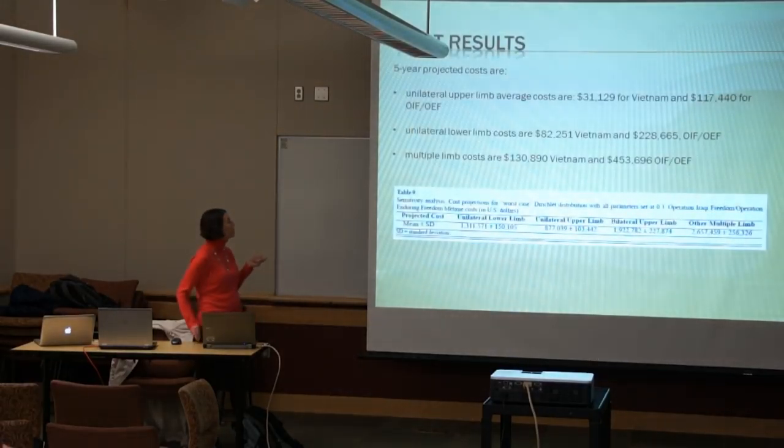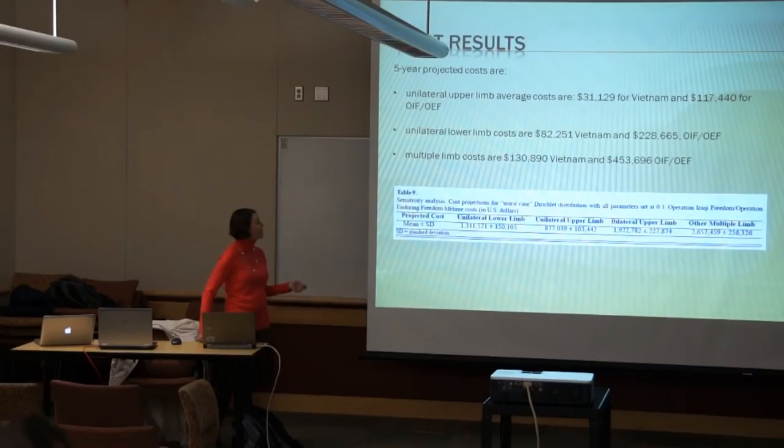So here were their 5-year cost results. For unilateral upper limb, the average cost for a Vietnam vet was $31,129. And boy, a big jump for the Operation Iraqi Freedom and Enduring Freedom cohort, $117,000. For lower limb, that cost went to $82,000, and then for the second cohort, $228,229. And then multiple limb costs were almost half a billion, is that correct? Yeah, no, half a million for the second cohort and $131,000 for the Vietnam.